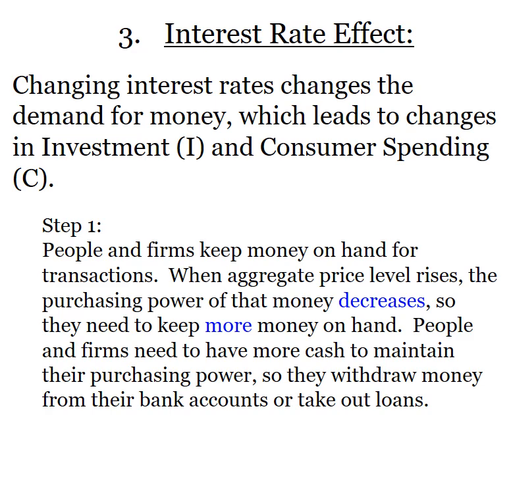The last reason why a change in aggregate price level causes a move along the curve for AD gets more complicated. For the interest rate effect, we're going to have to talk about money demand and a new model to get into why this is true. Generally speaking, when interest rates change, it will affect the demand for money, and that will lead to a change in investment and consumer spending. So we're going to go step by step and see why this is the case.